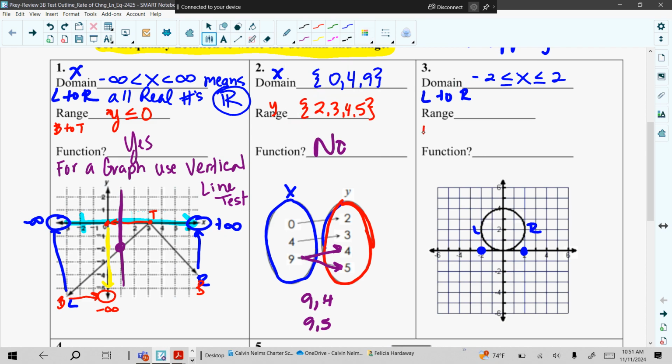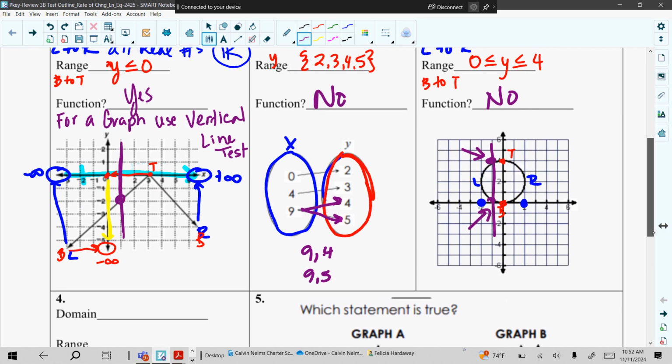Okay, now our range. This is when we scan from bottom to top. 0 to 4. Here's our bottom right here at 0. Here's the top at 4. So 0 is less than or equal to y, which is less than or equal to 4. Would this be a function? No, it is not a function, because when I draw a vertical line, it touches at 2 spots. Do we understand how to determine that?